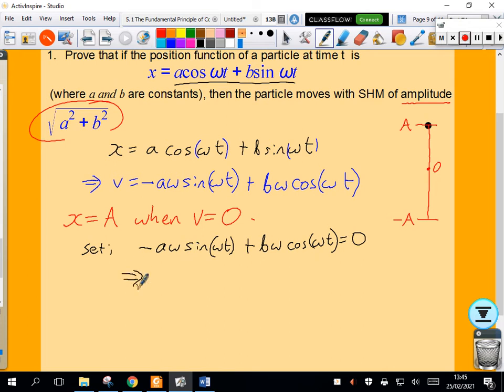Solving there, I'm going to get b omega cosine omega t is equal to a omega sine omega t. Okay, and one thing I can do here is divide on both sides by omega. And maybe at the same time I might multiply on both sides by a.